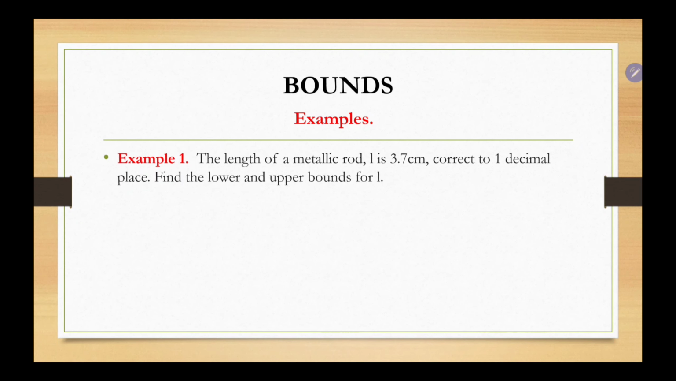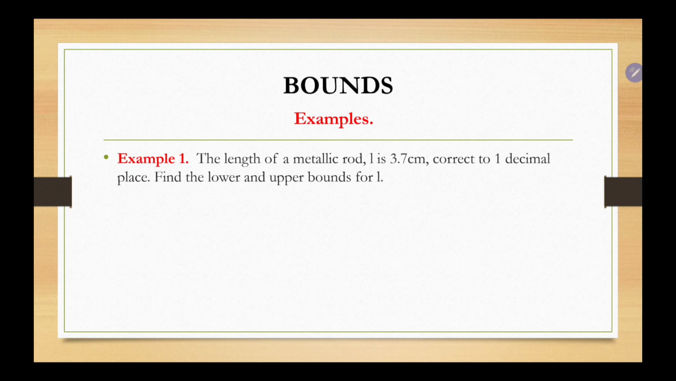The length of a metallic rod is 3.7 centimeters, correct to 1 decimal place. Keep in mind that is the degree of accuracy. Find the lower and upper bounds for L, which is the length.